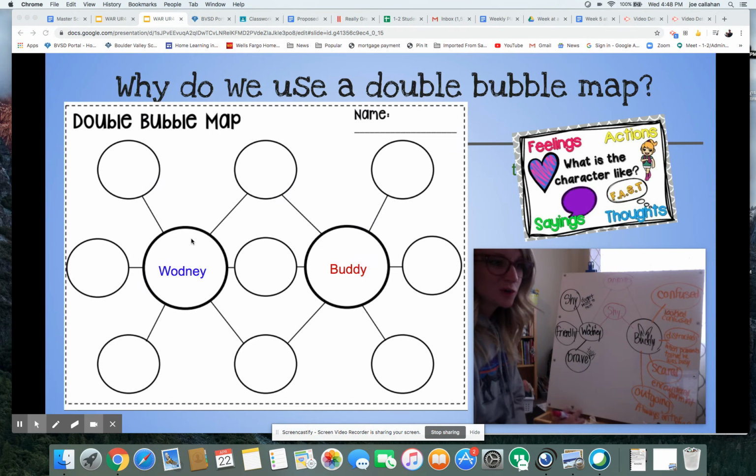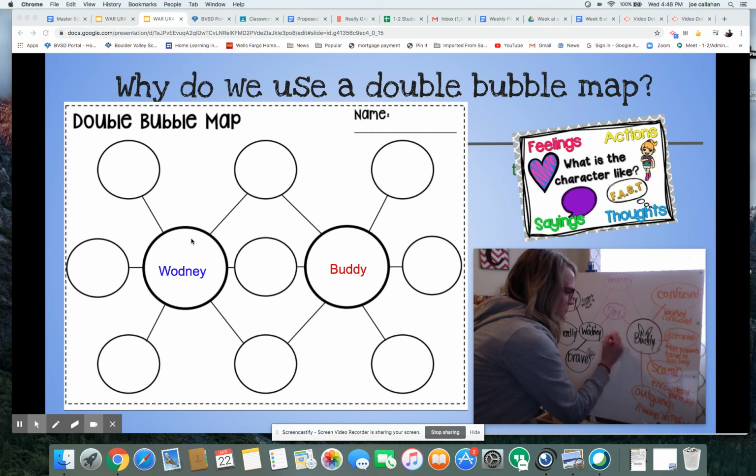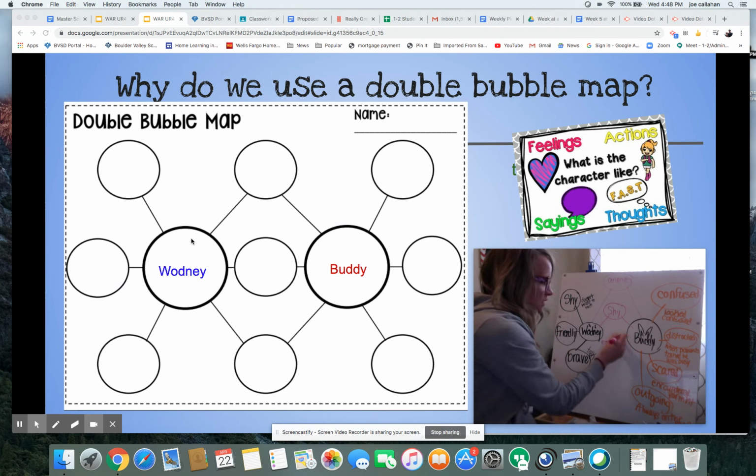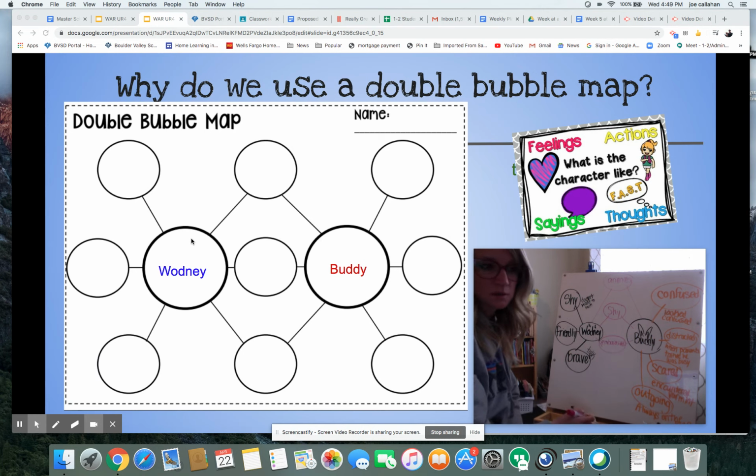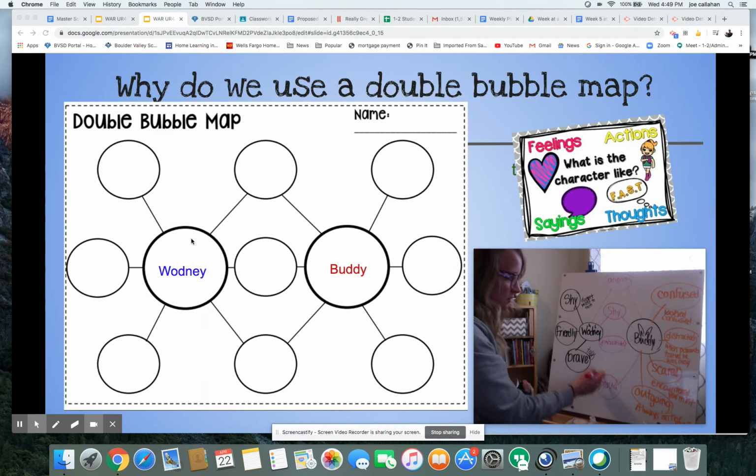I also noticed that they both got embarrassed. When Wadney was afraid to talk and Buddy realized he made mistakes over and over, they both started to feel embarrassed. Now remember that similarity goes in the middle. That character trait that they both have goes in the middle, and then it connects to both of their names. And in the end of both texts, they both were really, really proud. So I want to make sure to have that happy ending in there for both of them.